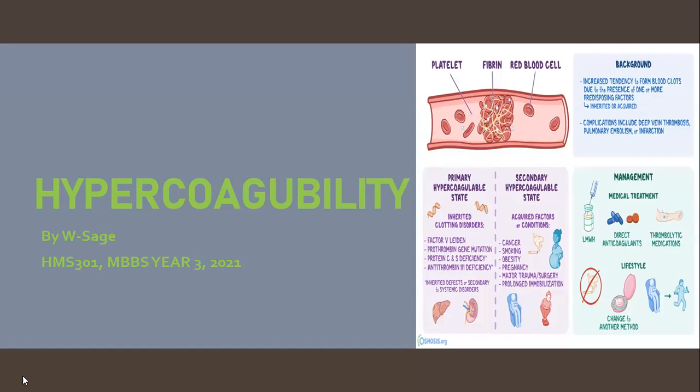So the picture over there is just to give you guys a brief overview of what I'm going to talk about in the next few slides. So you have your background and some of its complications, as well as its causes, where it can be primary, secondary, and primary can be due to inherited disorders, and secondaries can be due to acquired disorders, and your management.